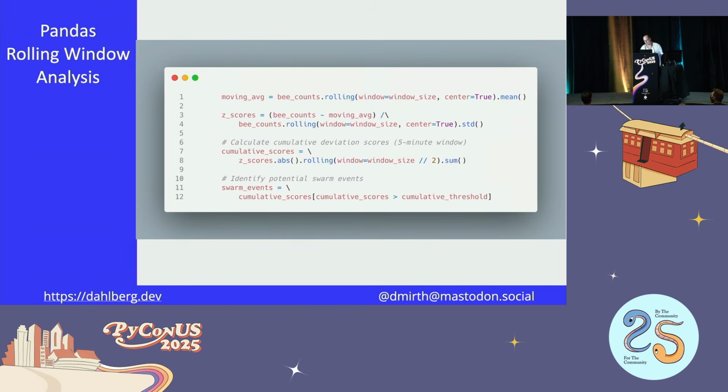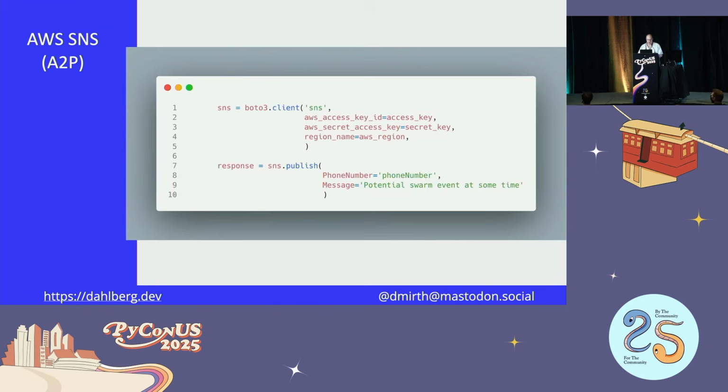Based on my simulations, swarm events would vary between a base of about 10 to about 30 for a major swarm. But those are just my projections. I don't know how accurate that is. And finally, the AWS Simple Notification Service that gets activated once a swarm event is identified. It's rather anticlimactic.